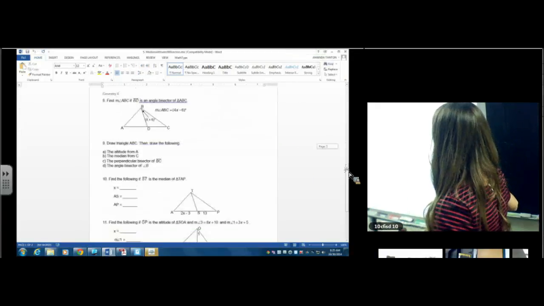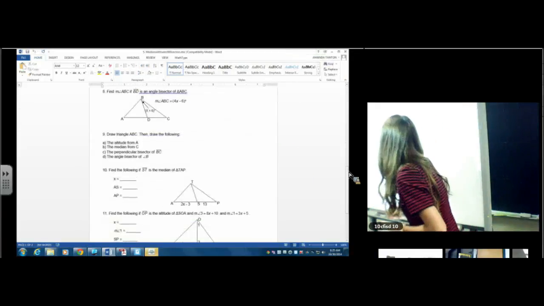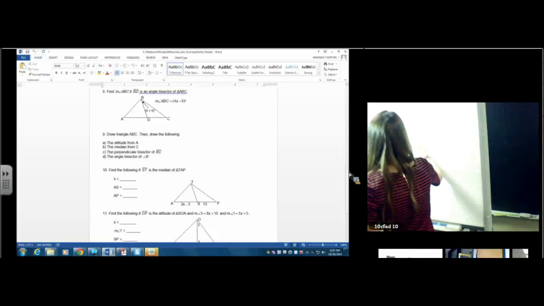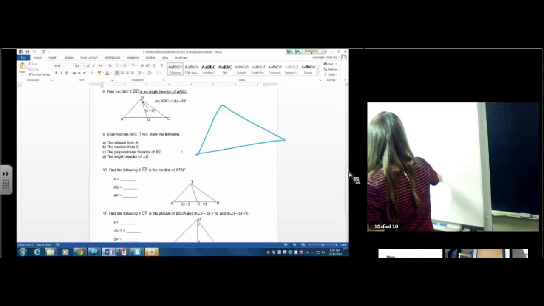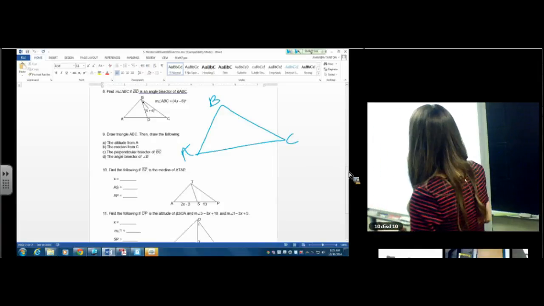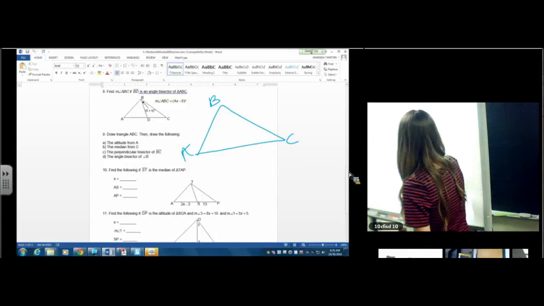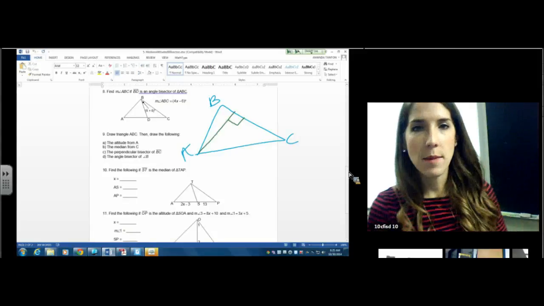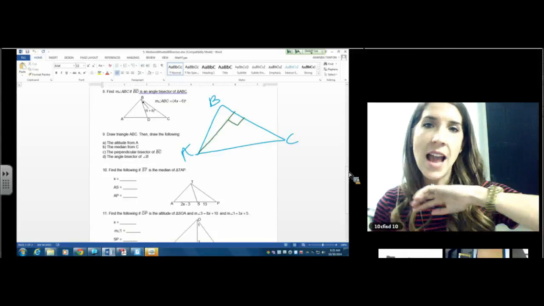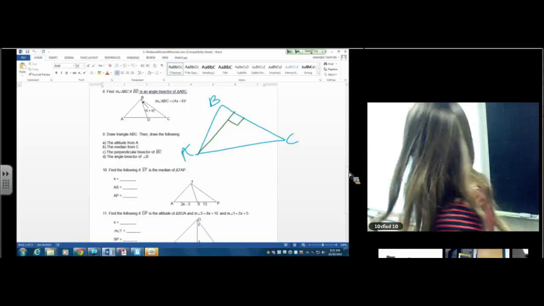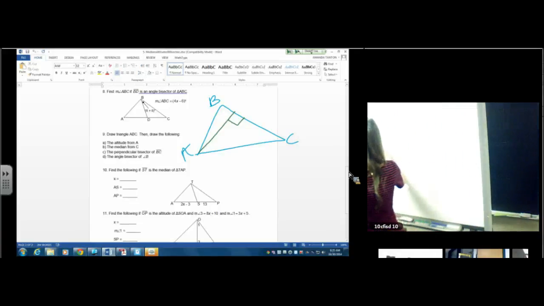Number 9. Draw a triangle ABC, then draw the following. Draw the altitude from A. So I would need to try to make a 90-degree angle, a segment that reaches the opposite side that is perpendicular to the opposite side. So that's maybe not perfect, but close enough. So I did the altitude from angle A.